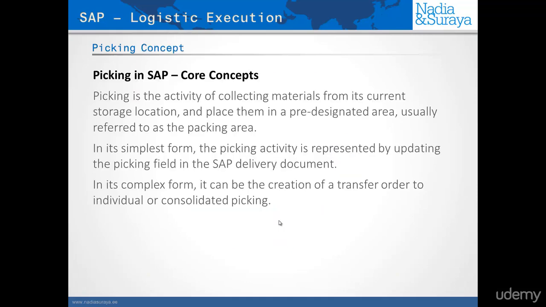In a more complex term of picking, or in SAP, it's the activity of collecting materials from its current storage location and placing them in a pre-designated area, as we said before, usually known as the packing area. In the simplest form, in SAP, a picking activity is updating the picking field in the SAP delivery document. So the field picking, you just update the quantity.